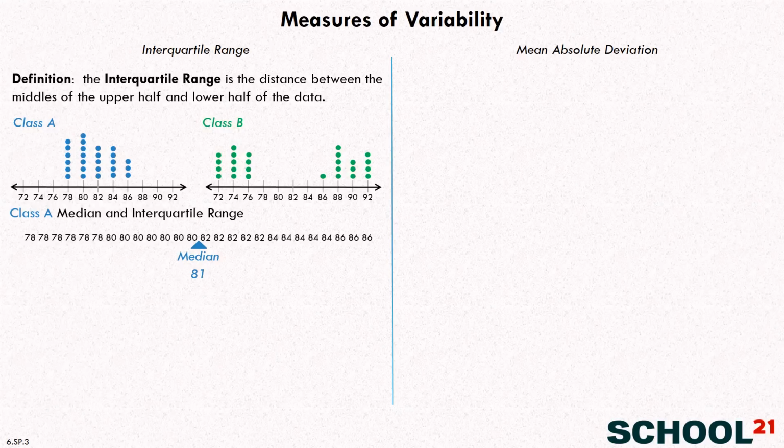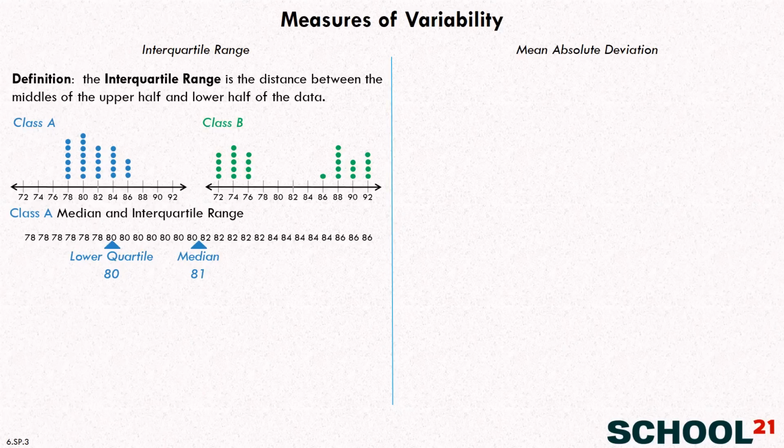Now, let's go back to our definition. What we want to do is find the distance between the middles of the upper half and the lower half of the data. So now we have the lower half here and the upper half. We need to find the middle of each of those. Let's find the middle of the lower half first. We can count these up and find the middle data point, which is right there. It is an actual single data point.